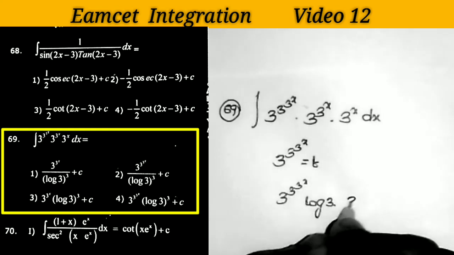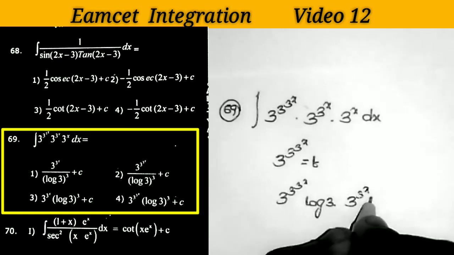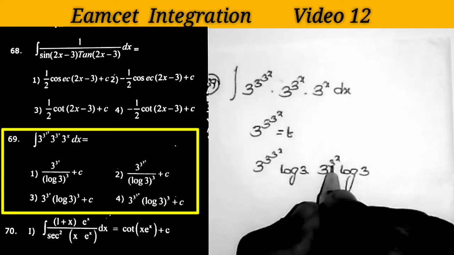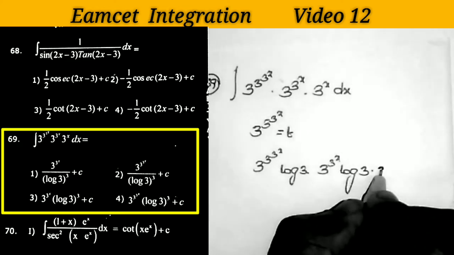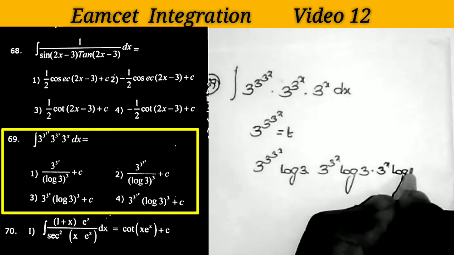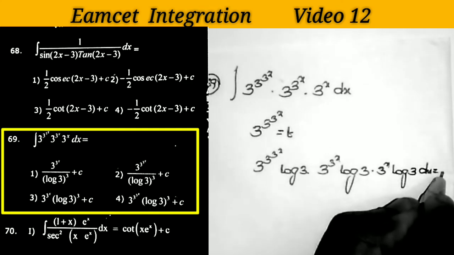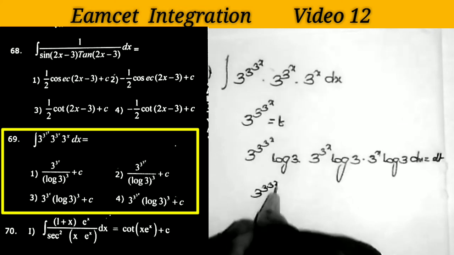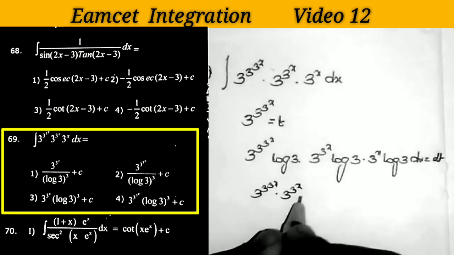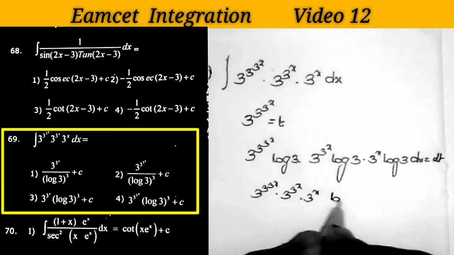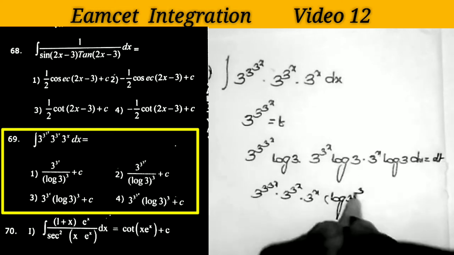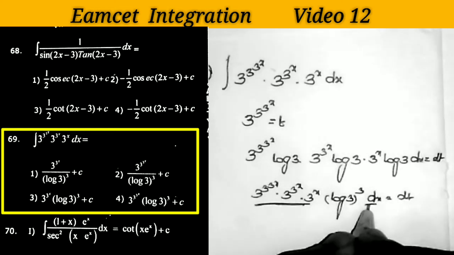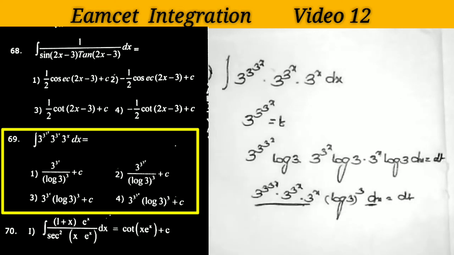Again this is in the form of a power x, and a power x derivative is a power x log a. That is 3 power 3 power x into log 3. Again, what is x here? 3 power x. Again, 3 power x derivative is equal to 3 power x log 3 into dx is equal to dt. That is, 3 power 3 power 3 power x into 3 power 3 power x into 3 power x into log 3 whole cube into dx is equal to dt. That is, the value of this total function into dx is equal to dt by log 3 whole cube.